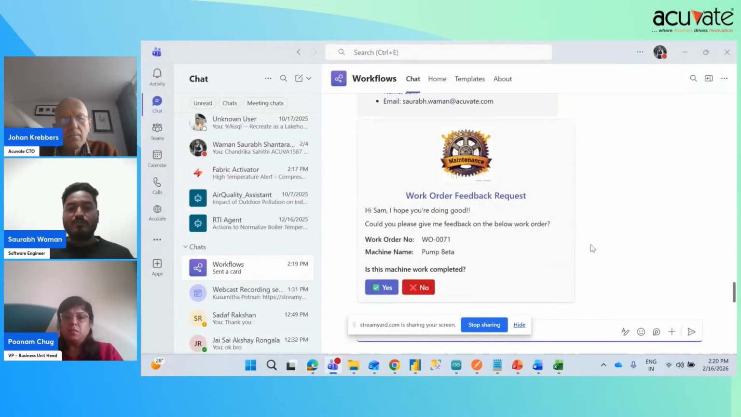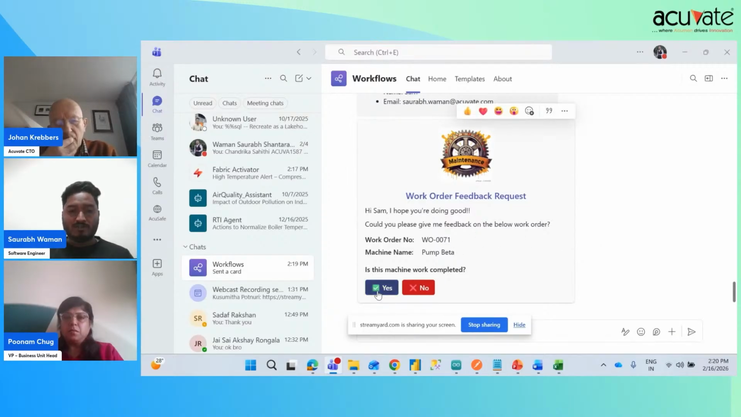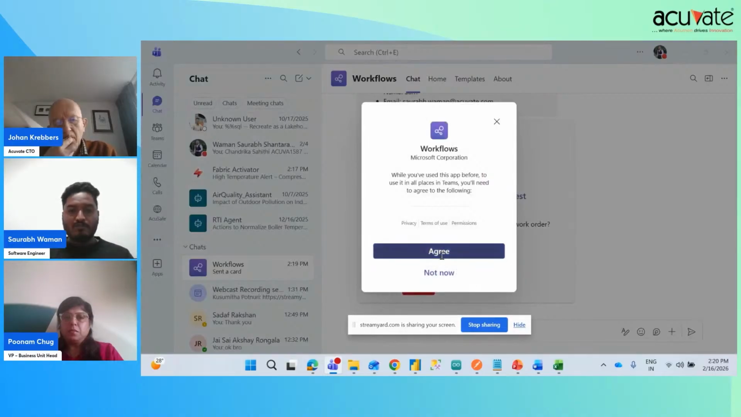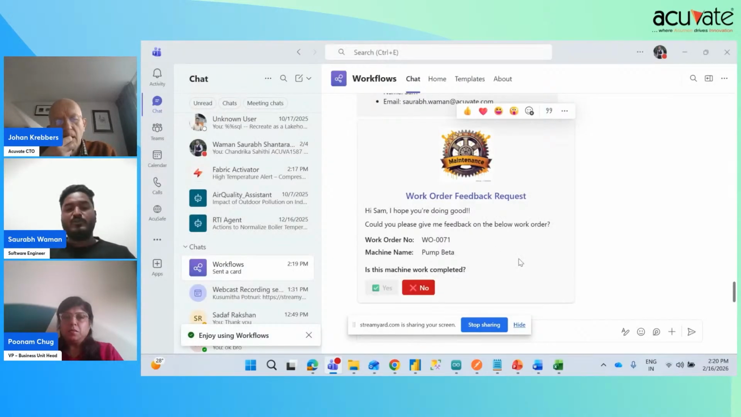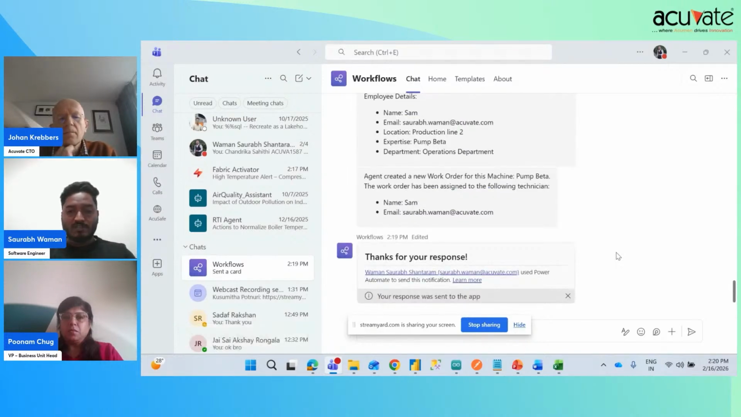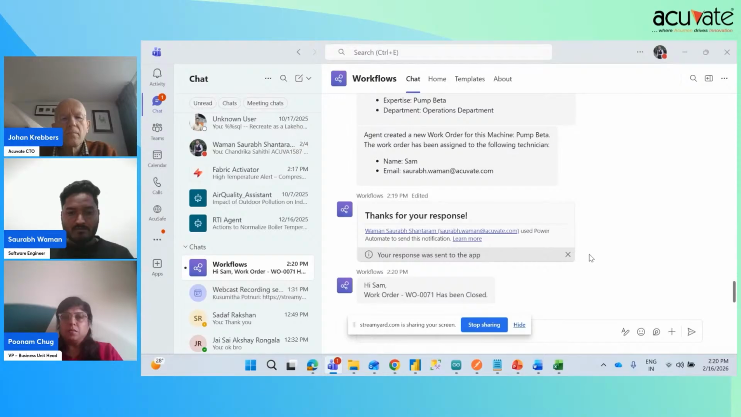Once he received the work order and started the work, our agentic AI automatically sends a feedback form for that particular work order, asking whether the work order is completed or not. Once the maintenance person gives the green signal that the work order is completed, our agent automatically updates that work order and marks it as completed, and it will again ask, can I start that particular machine or not? He mentioned, yes, you can start that particular machine.